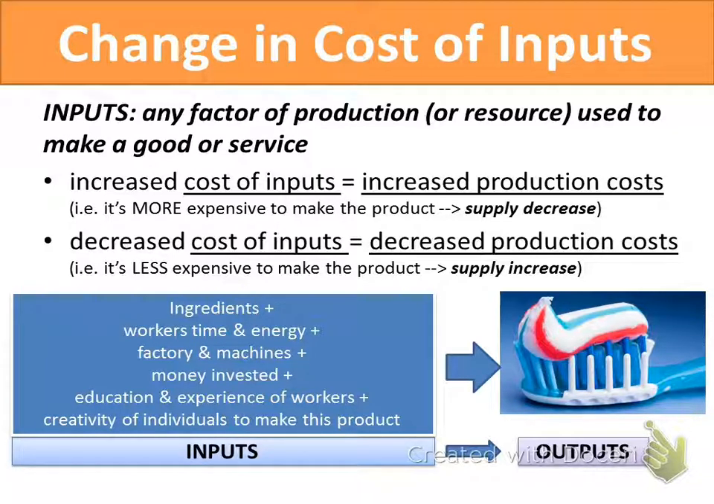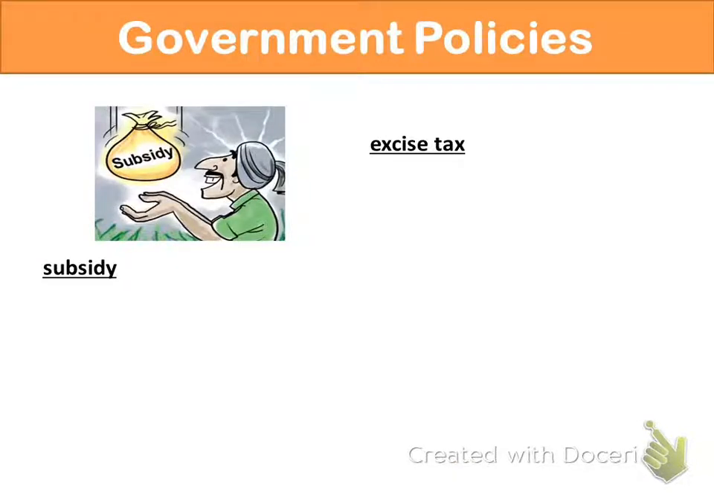One thing to note here is minimum wage. What we pay workers can have an effect on production costs. So if minimum wage goes up, now it's more expensive to produce goods and services, which can lead to a supply decrease. Government policies is the last factor, and there are two types of government policies that we will need to know: subsidies and excise tax.